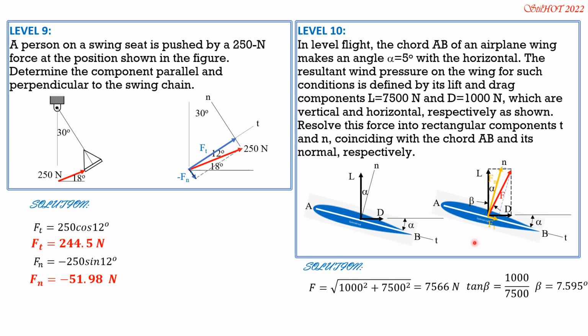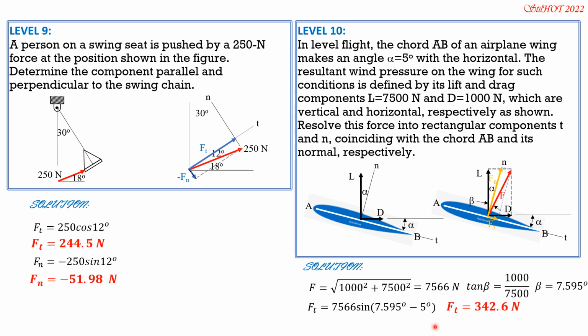So it is 7566 cosine of quantity 7.595 degrees minus 5 degrees for Fn. For Ft, it is opposite, so 7566 sine of quantity 7.595 minus 5 degrees. So Ft is 7566 sine of 7.595 degrees minus 5 degrees.